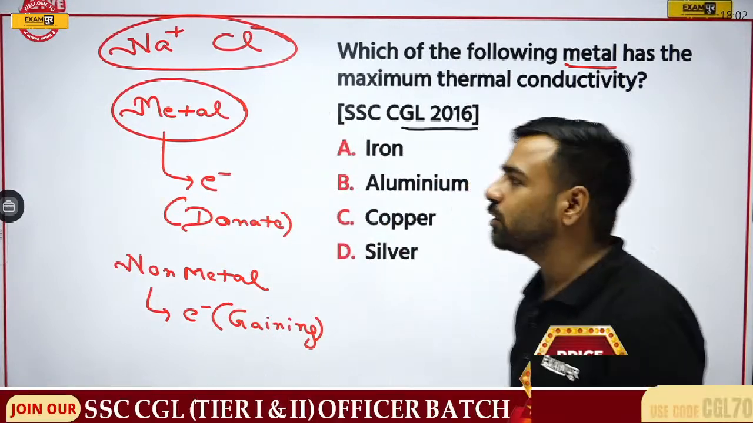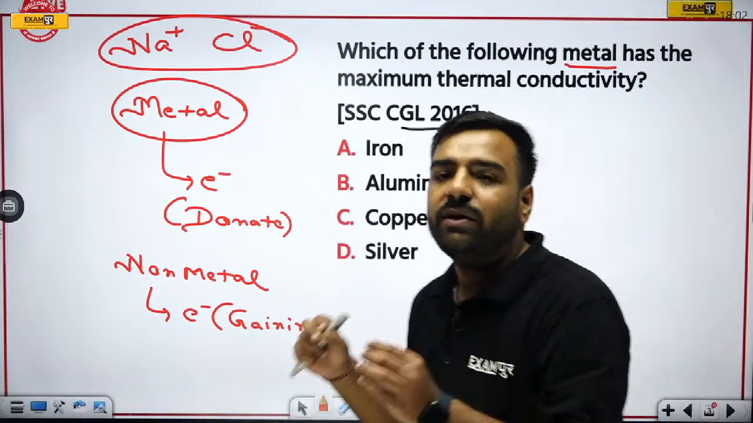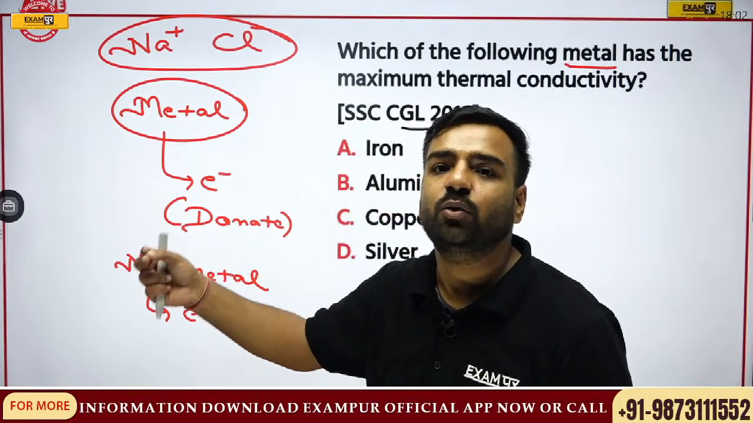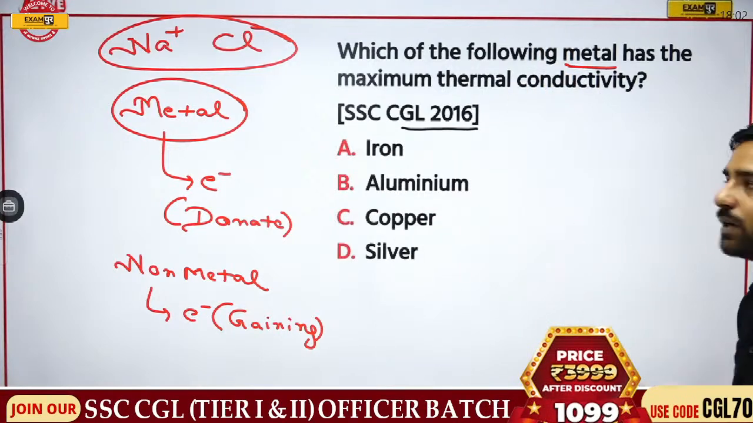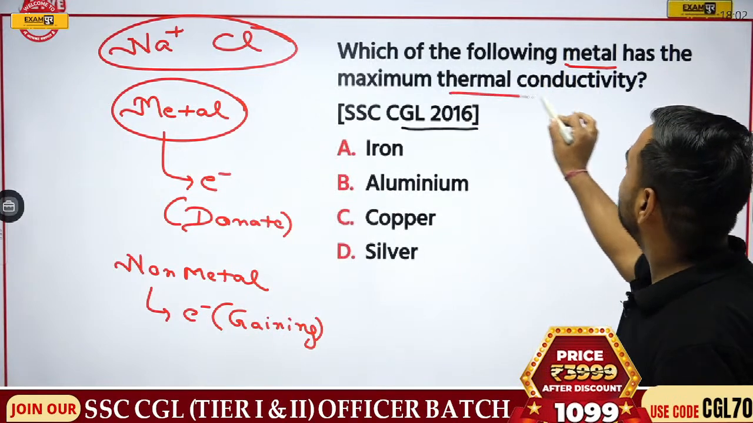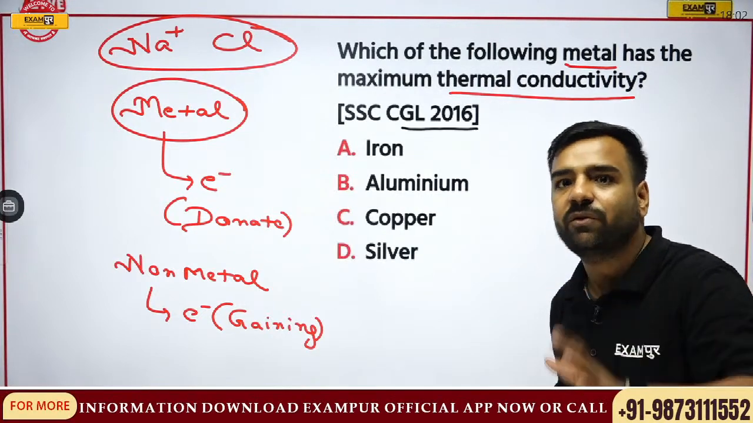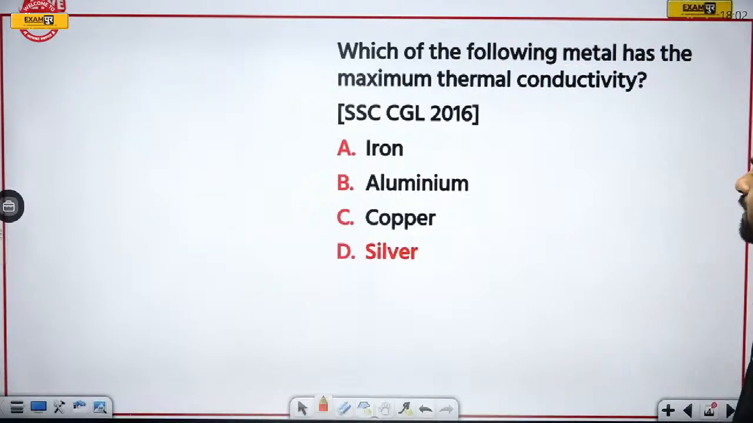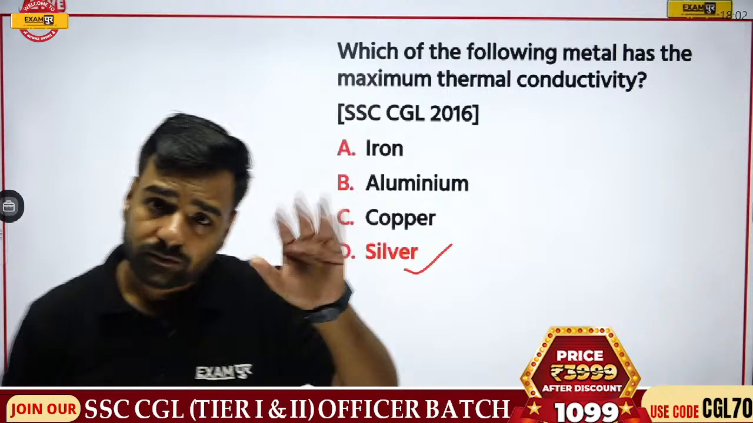Now if I talk about the metals category, where we are talking about only those metals which are donating the electrons, here you can talk about any of this part, where I'll tell you the maximum thermal conductivity is present in what? That is your silver. Fine. So option number D, that is silver, is going to be the correct answer, but it doesn't end here. One more thing is there.